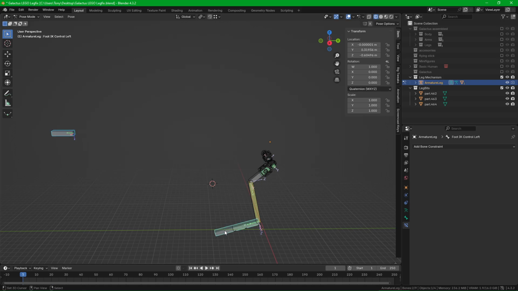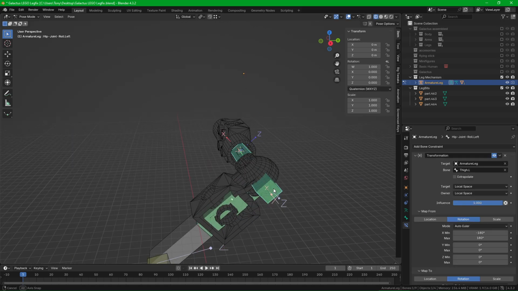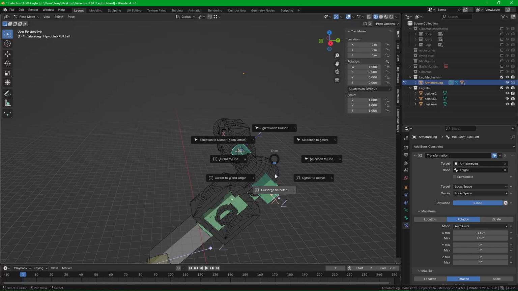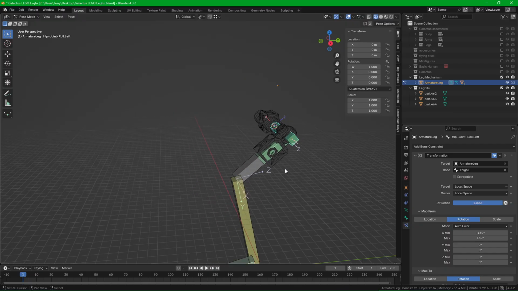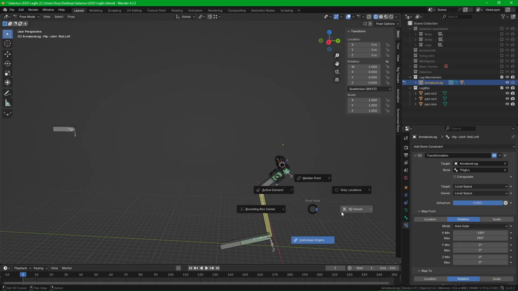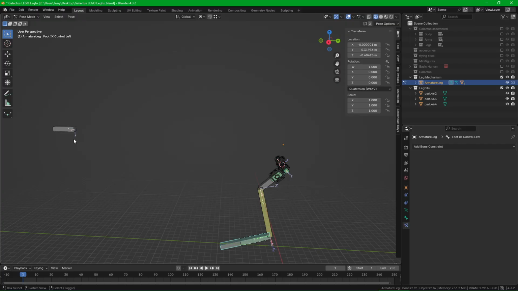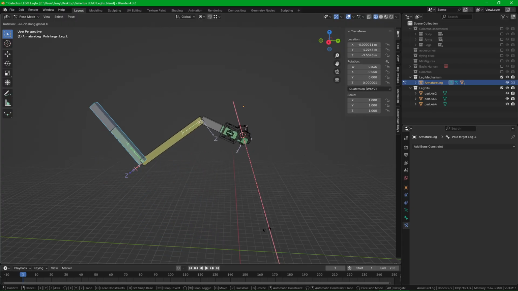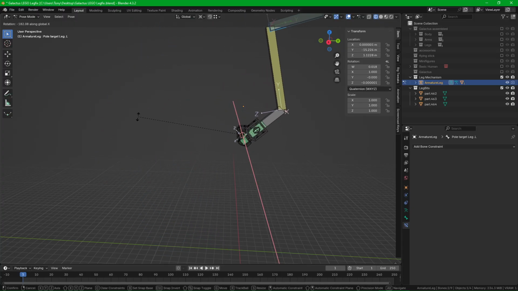Take this as well. You know what? Let's take this. Let's move the cursor there. Put the pivot point to the cursor. Let's grab this and let's rotate around the cursor, so let's see if it follows.